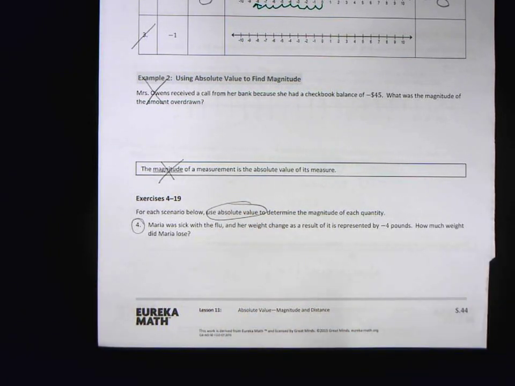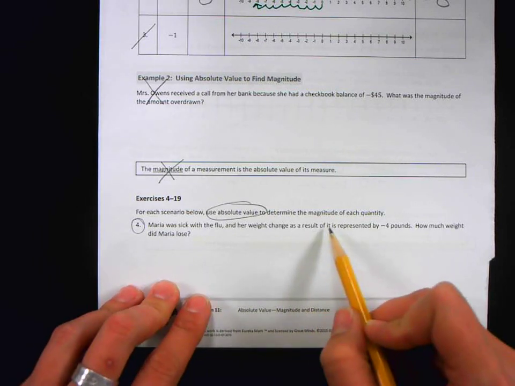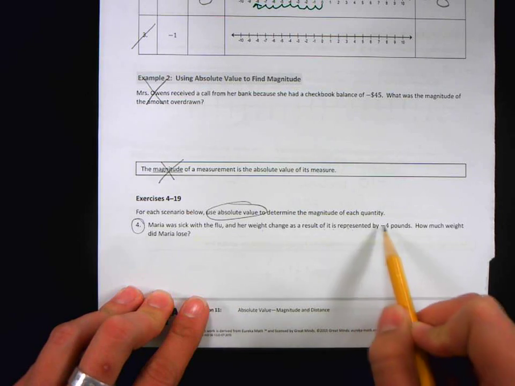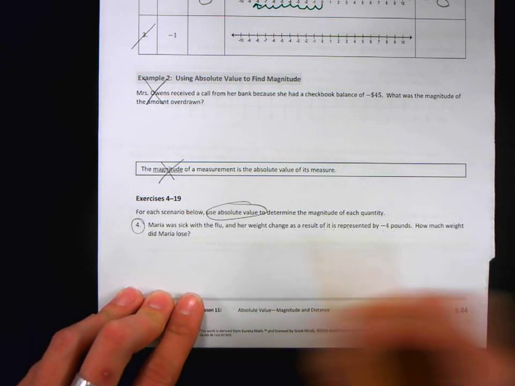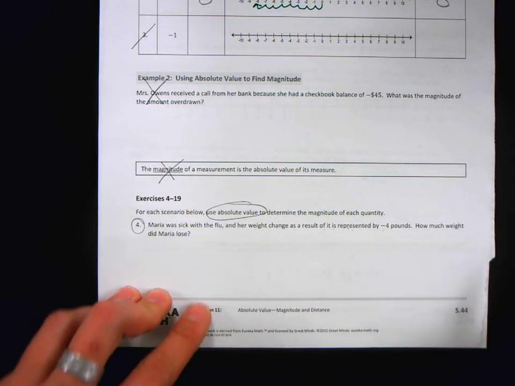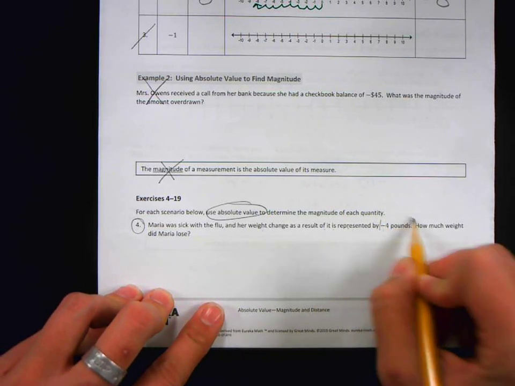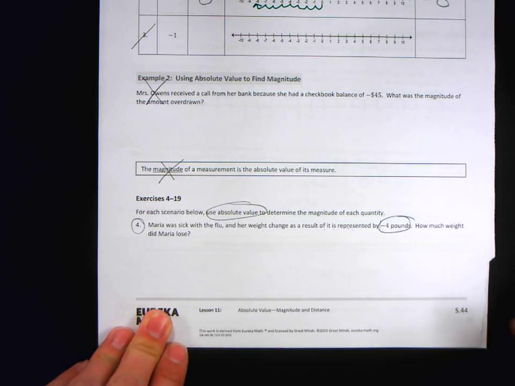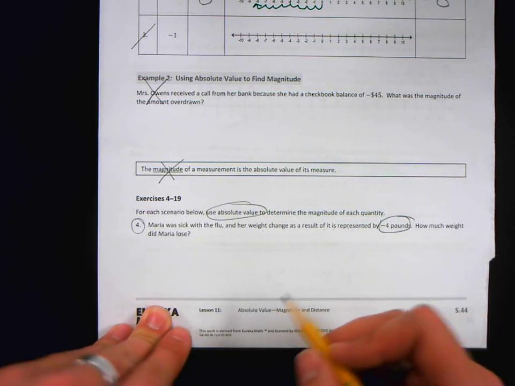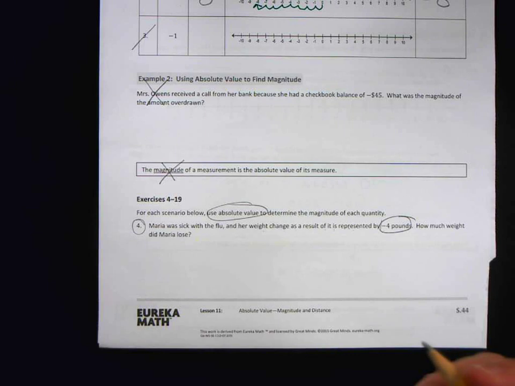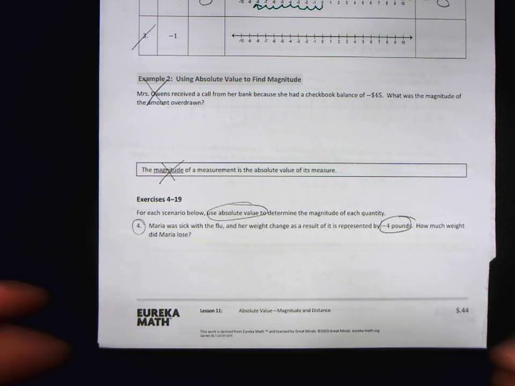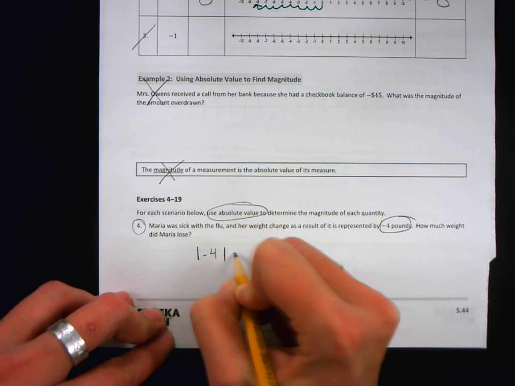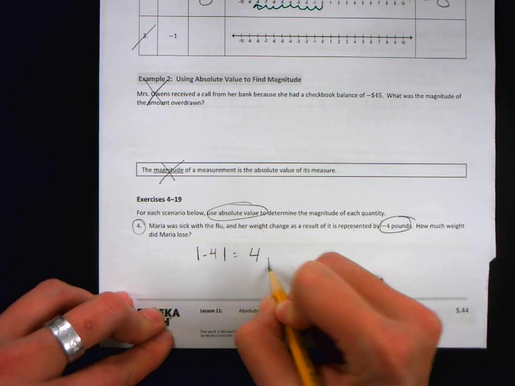Maria was sick with the flu, and her weight changed as a result of it, represented by -4 pounds. How much weight did Maria lose? If I look at my number -4 pounds, okay, I know she lost 4 pounds, but how much did she actually lose? We can't say -4 pounds because you can't lose negative pounds. So we have to have a positive number. So we want to find the absolute value of -4, and that's going to be 4. So she lost 4 pounds.